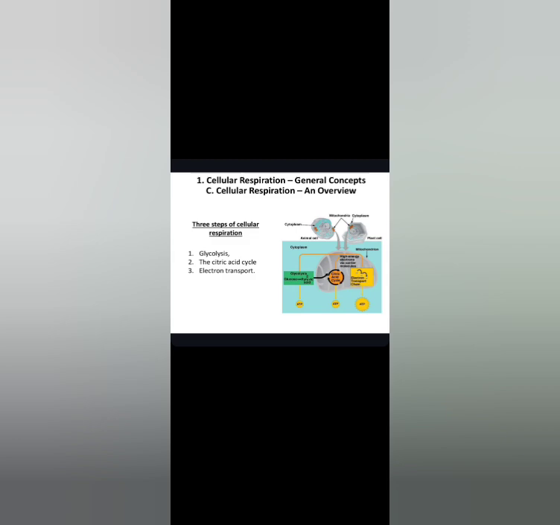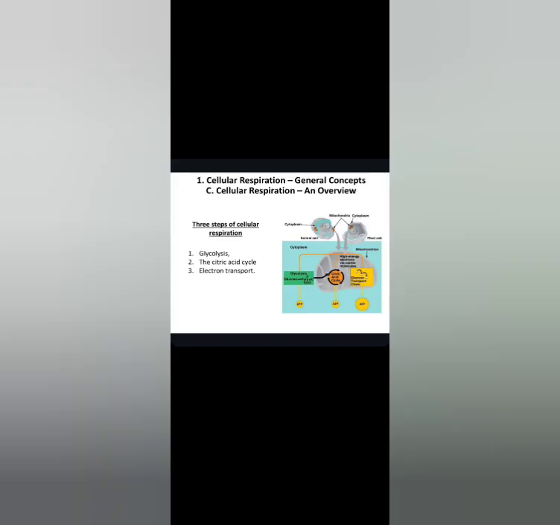Questions so far? The electron transport chain, which is the ETC, uses those electrons from the shuttles to make the most ATP. But we'll go step by step today.